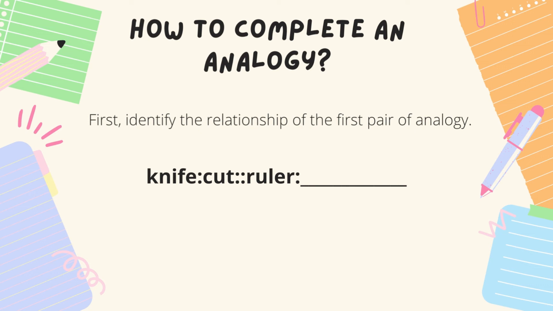We have to identify the relationship between knife and cut. Based on the 6 types of analogy we mentioned earlier, it can be noted that knife is to cut falls under the type function because knife is used to cut. Therefore, we have to think of a word that will tell the use or function of a ruler. A possible answer could be measure. The ruler is used to measure. The complete analogy will now be knife is to cut as ruler is to measure.